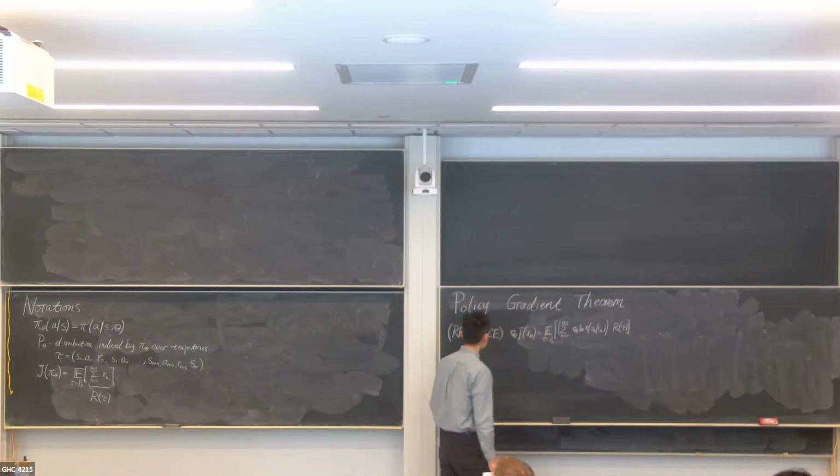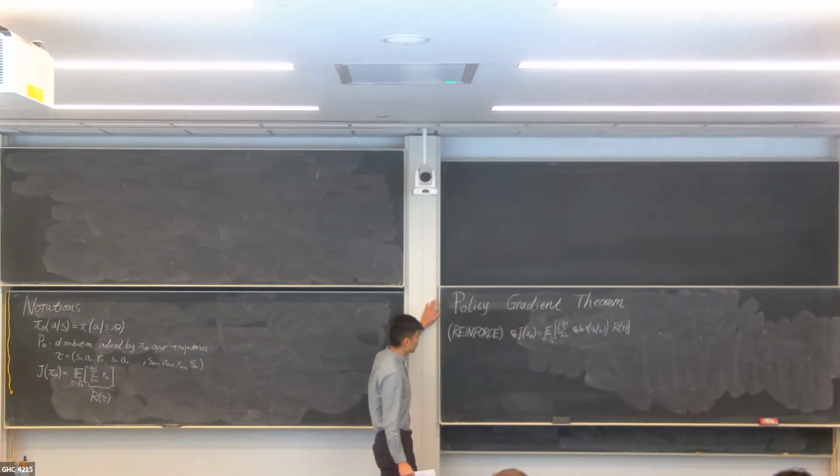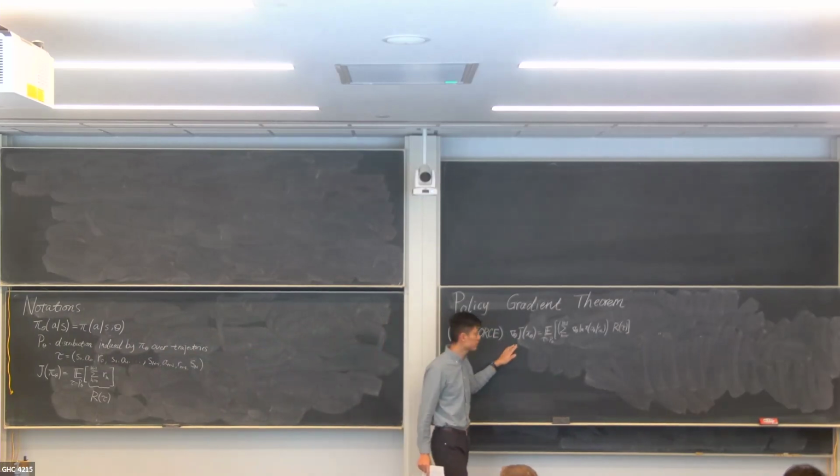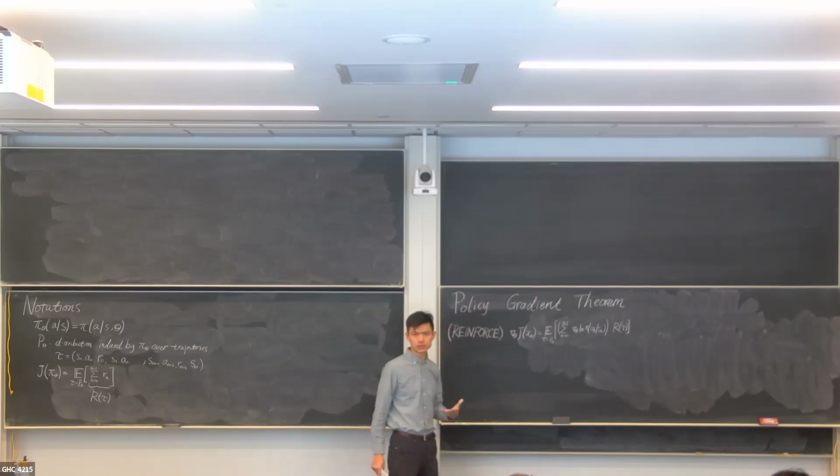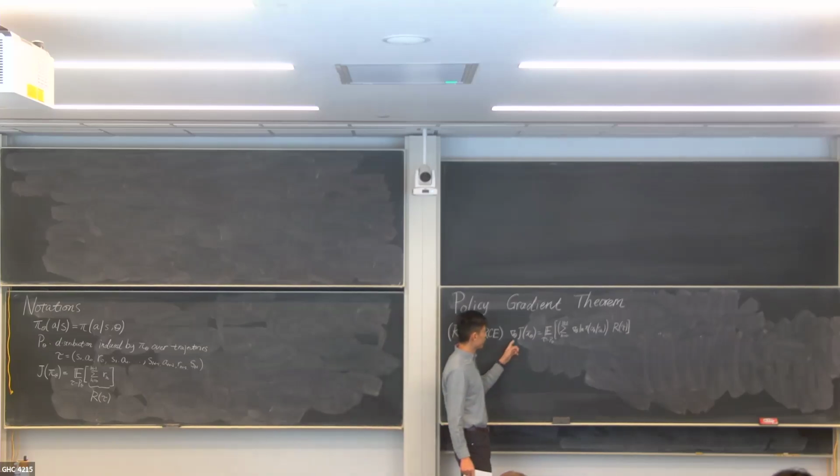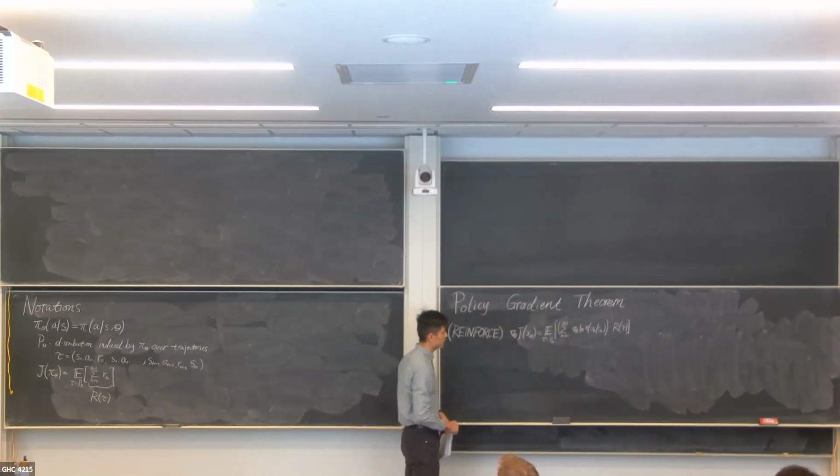Okay, so where we stopped from last lecture is basically the policy gradient theorem, and we basically proved this version of it. J is again the objective value, the expected total reward. If you are at some policy with some parameter theta, what does the gradient look like?